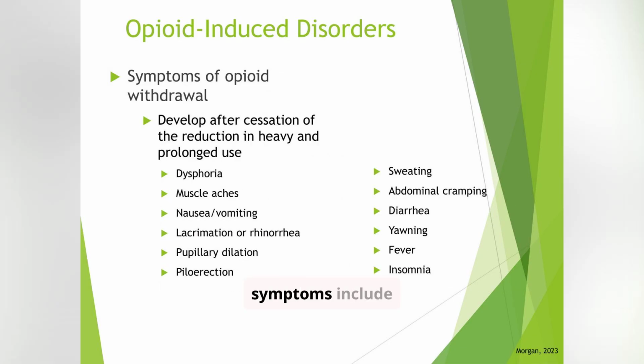Opioid withdrawal symptoms include dysphoria, muscle aches, and nausea. Lacrimation, rhinorrhea, and pupillary dilation are also common. Abdominal cramping, diarrhea, and insomnia can occur.